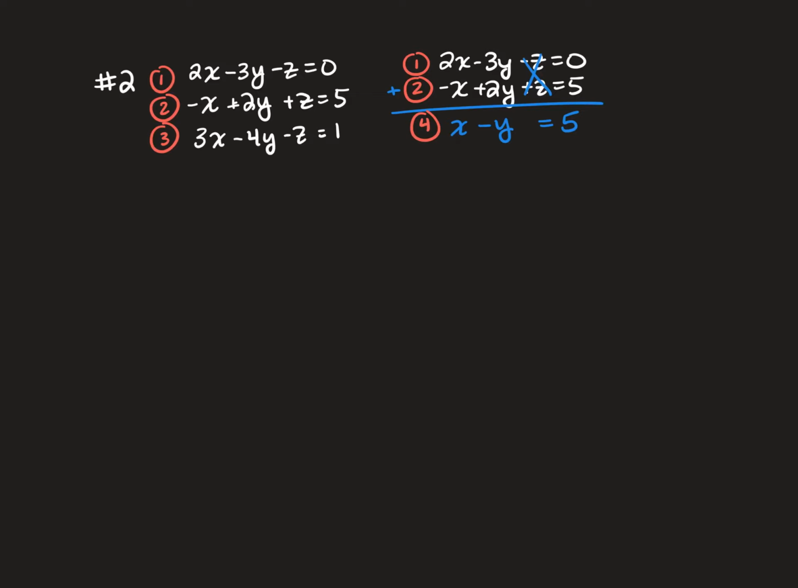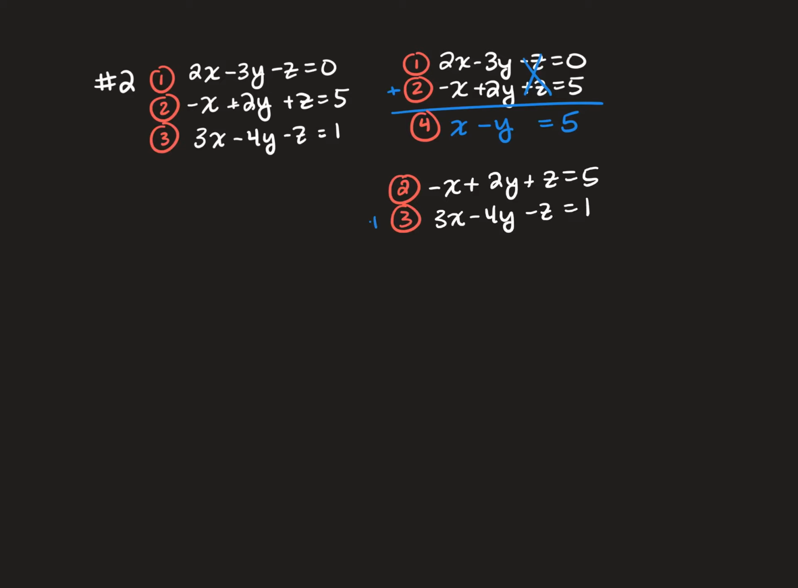And then I'm going to do the same thing, but this time I'm going to pair up equation 2 and equation 3, because they have a positive z and a negative z. So that is -x plus 2y plus z equals 5, and then 3x minus 4y minus z equals 1.